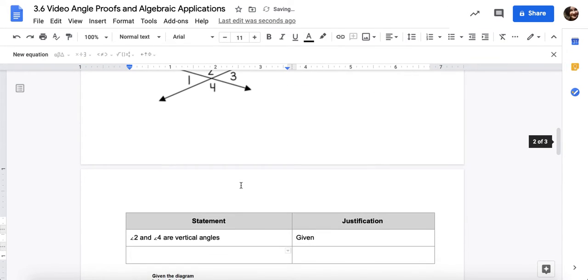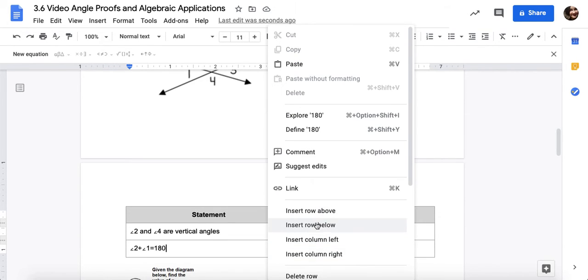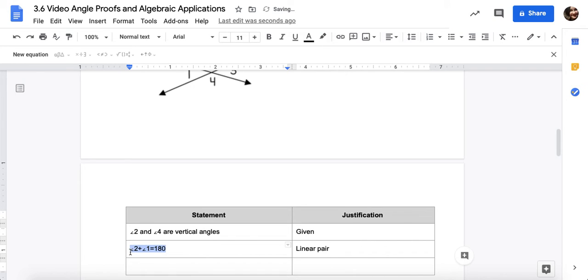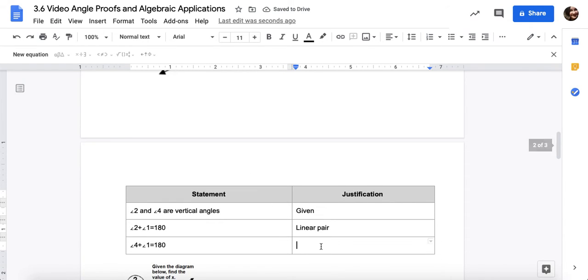So what we would say next is, I'm going to copy my angle symbol. I'm going to say angle 2 plus angle 1 equals 180 degrees. And that's because they're a linear pair. Can insert a row below, and we're going to say the same thing, but this time we want angle 4 and angle 1. Same reason, they're a linear pair.